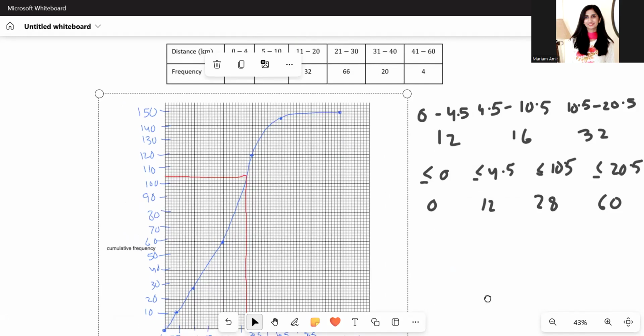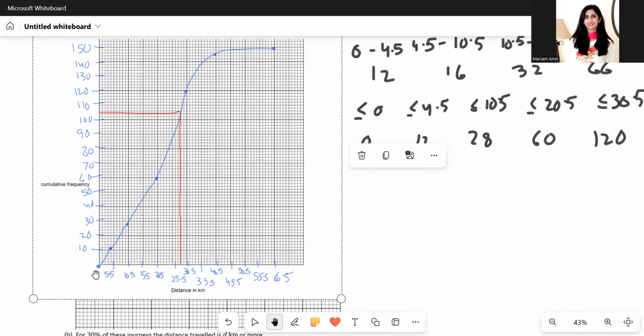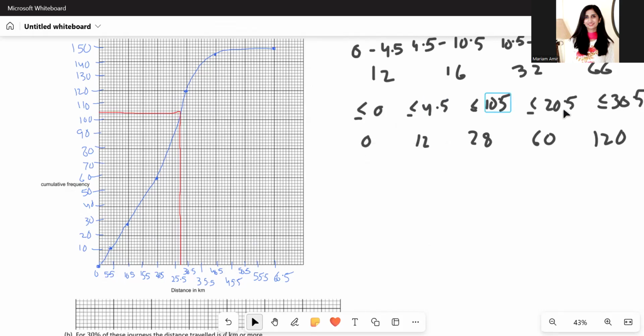Okay, so what scale did I choose? Started from 0, then I marked 5.5, because every value is in the range of 0.5, then 10.5, then 20.5. So we start from 0, then 5.5, 10.5, 15.5, 20.5, all the way till 60.5. And the cumulative frequency starts from 0, then 1 centimeter is 10, then 20, then 30, then 40, all the way till 150. Please remember you're supposed to properly label the x and y axes: distance in kilometers, and cumulative frequency for the y axis.